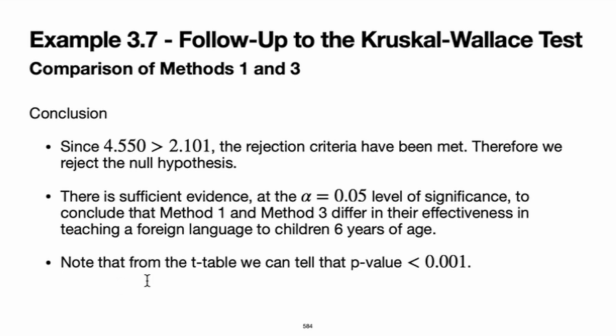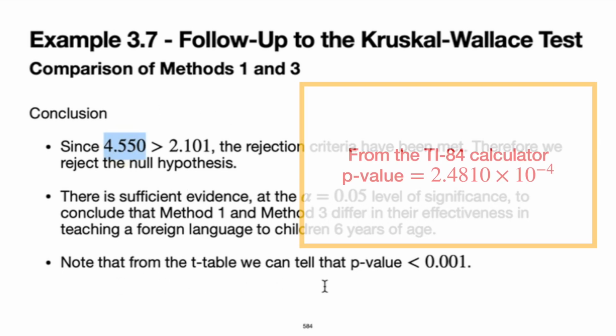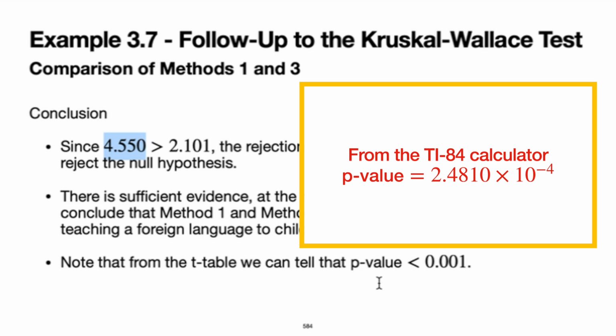Finally, we can tell from the value of that test statistic and also the t-table that the p-value is less than 0.001.